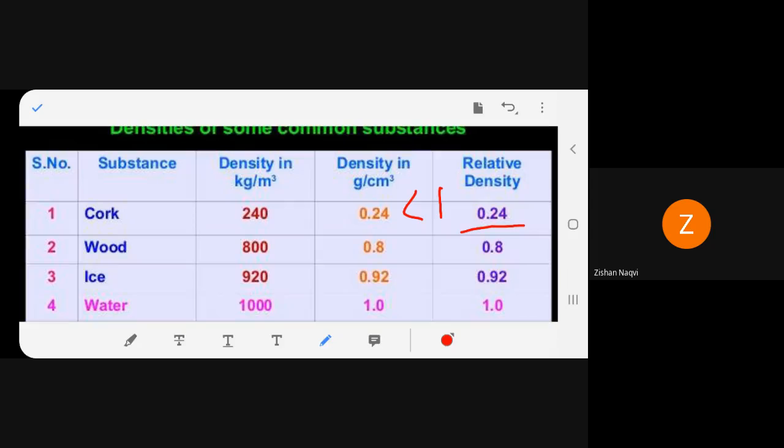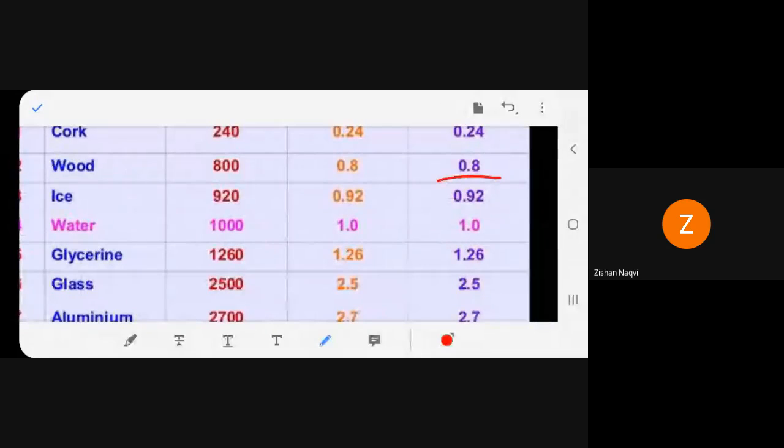Cork will float in water or sink in water? Float. Yes, exactly. It will float on water because its density is less than 1. Similarly, what about this one? 0.8, wood. It also floats. The other one, float. Got it? Yes.